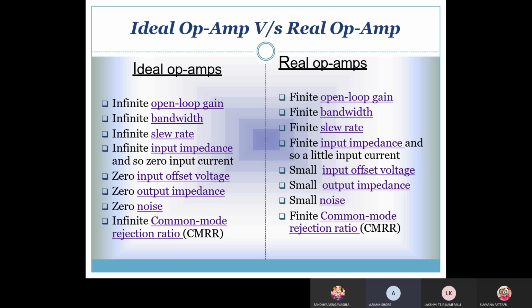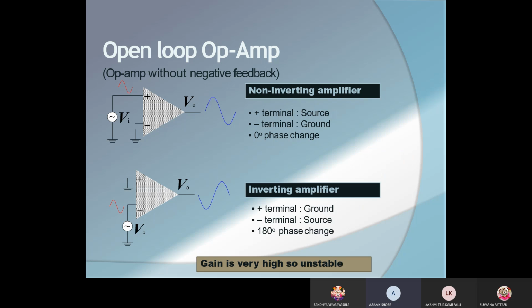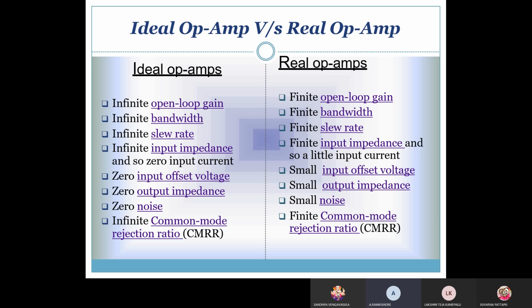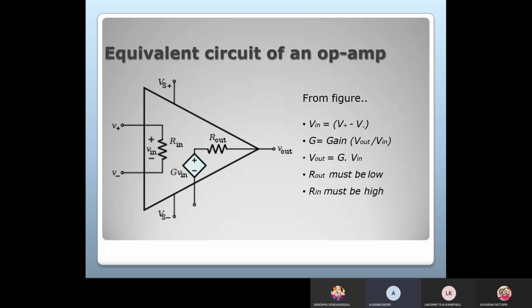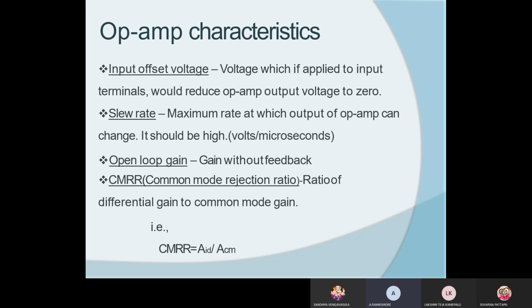Next, we already discussed in the last class the characteristics of the op amp. The characteristics are input offset voltage, slew rate, open loop gain, and CMRR. We have already seen them, but again I will tell you clearly what the op amp characteristics are. The first one is the input offset current.